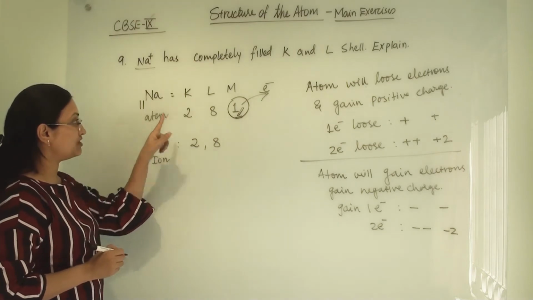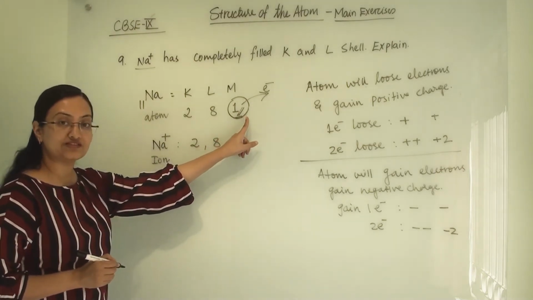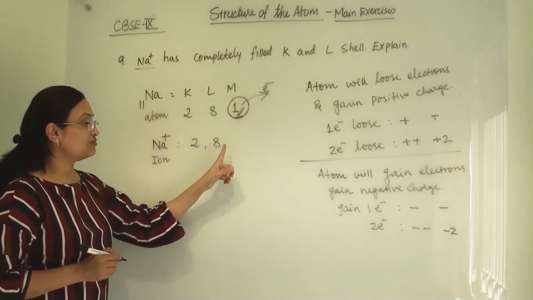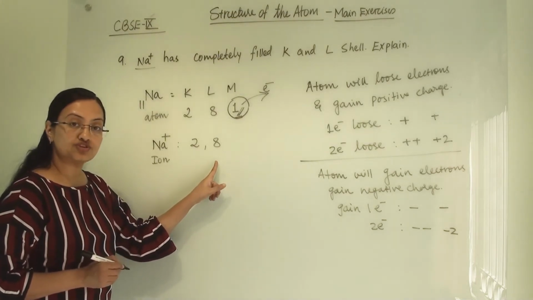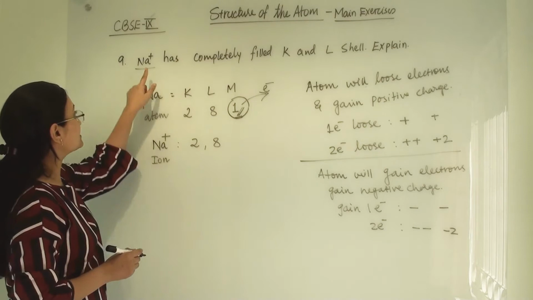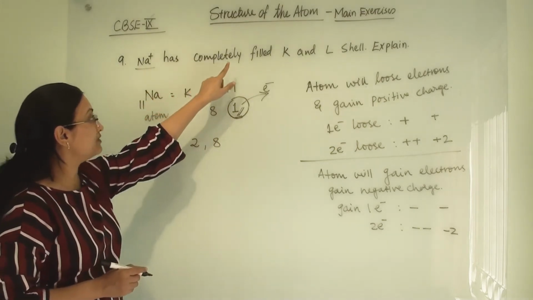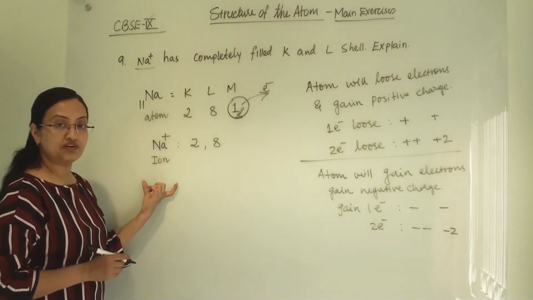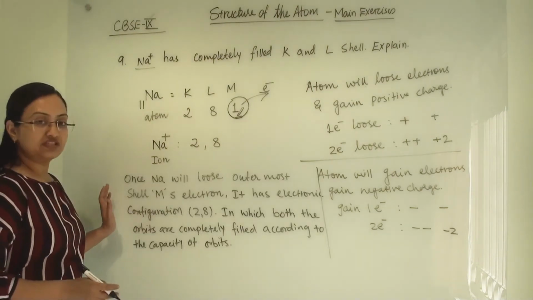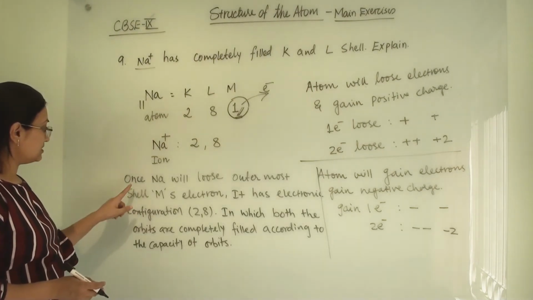This is an atom, which is neutral in charge, and this is an ion, which has a positive charge on it. The atom is not stable because its outermost shell is not filled. The ion is stable because both the shells are filled and the outermost shell is also filled. Now they are saying that Na+ has completely filled K and L shells, explain. So now we will write our answer. This is how we will frame our answer.